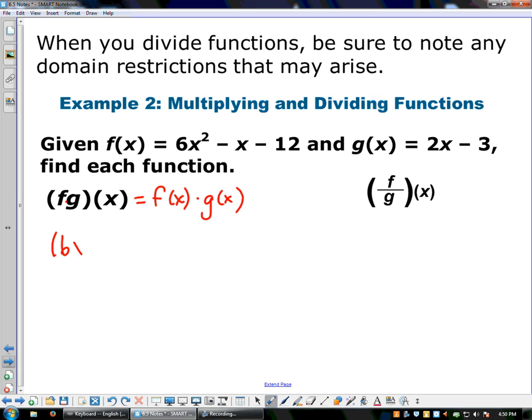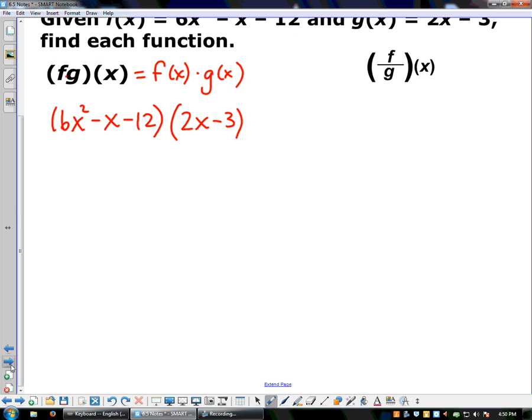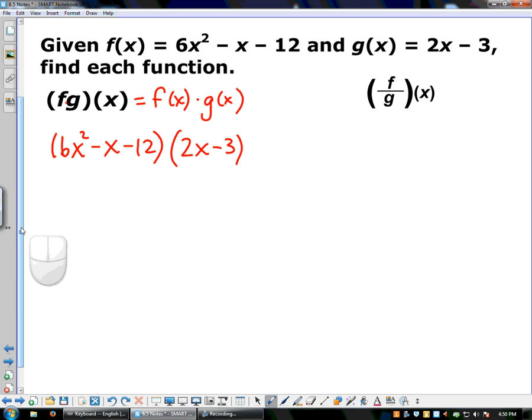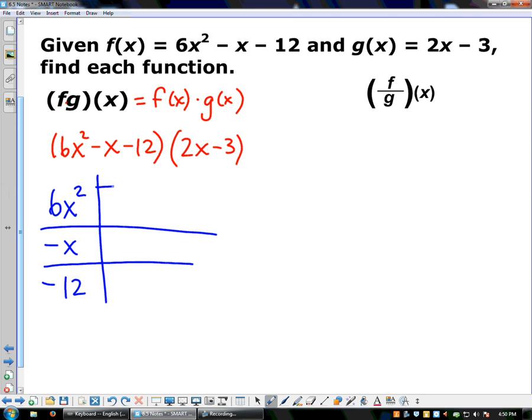So I'm going to take 6x squared minus x minus 12, and I'm going to multiply it by 2x minus 3. Now, some of you might prefer to distribute through this. I'm going to set up the box method here, because I think that that's kind of a way that some of us have demonstrated that we like doing this a little bit better. The box rocks. All right. 6x squared minus x minus 12 along this side. And then across the top here, I'll have a 2x minus 3.